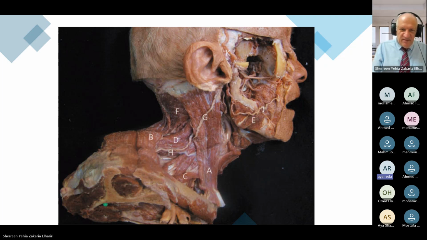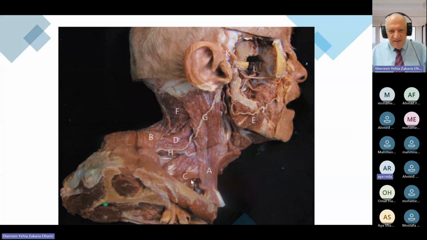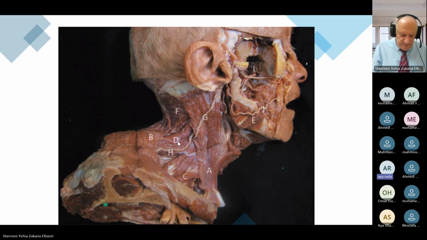A, sternocleidomastoid. Yes. B, trapezius. Okay. C is here, a small muscle. Posterior belly of omohyoid. No, but omohyoid, yes. Okay. D. Rhomboid muscle. No, not that. You can see later, no problem.